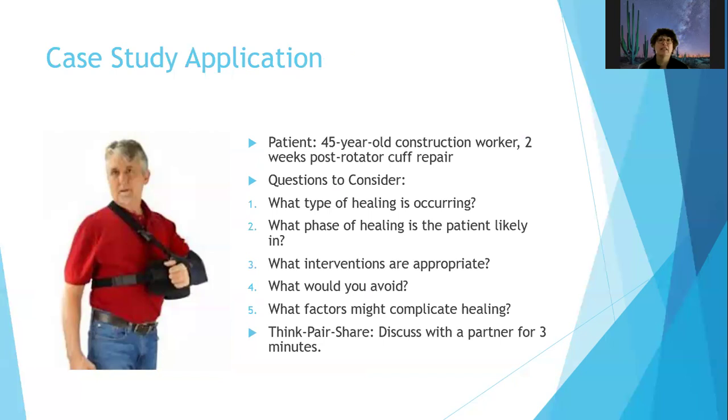So here's our case study. We have a 45-year-old construction worker who's 2 weeks post rotator cuff repair. So 2 weeks, what type of healing is occurring? So we're probably into our proliferation phase. We probably can maybe still have a little bit of inflammation going on at 2 weeks. They're probably in a protected phase. Look at him; he's got his arm in a sling to protect him. What interventions are appropriate?